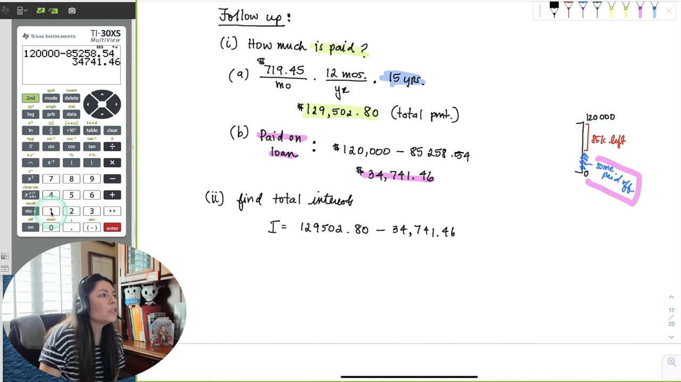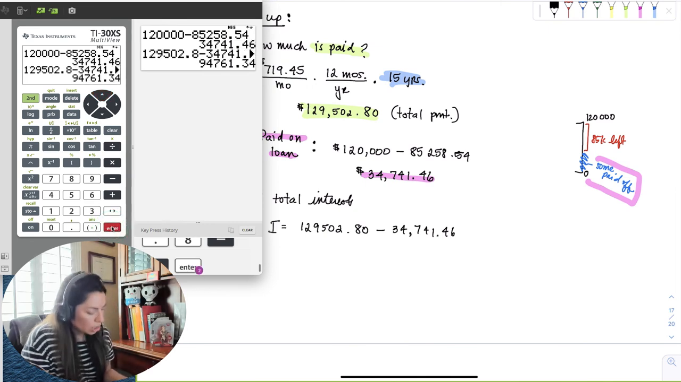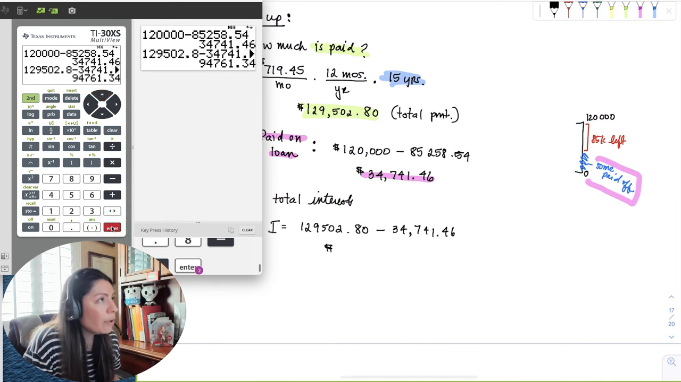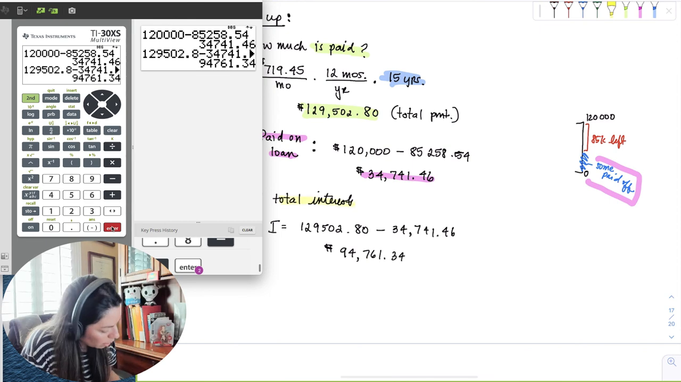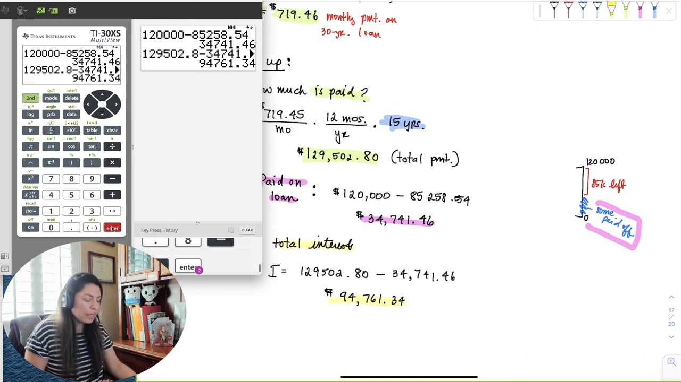Okay, so let's do 129,502.80 minus this amount up here. Enter. So the amount of interest is $94,761.34. Now, what does this all mean? This is a big follow-up. Well, think about it, okay?